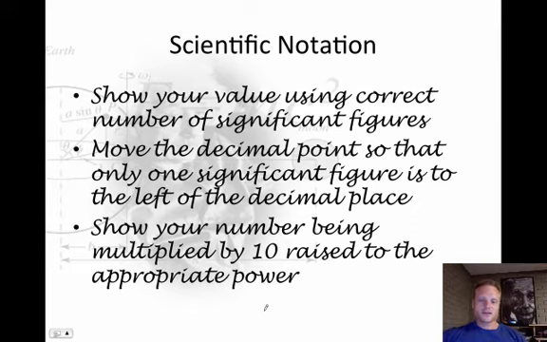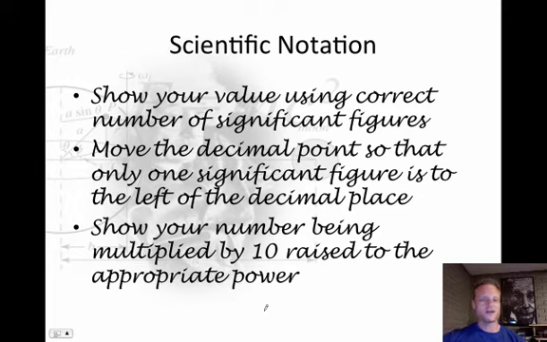Scientific notation. Okay, real quick rundown on scientific notation. It shows your value using the correct number of significant figures. So when you put something in scientific notation, the value you get is the number of significant figures in that answer. So basically your job when you're converting into scientific notation is you move the decimal point so that there's only 1 significant figure to the left of the decimal point.